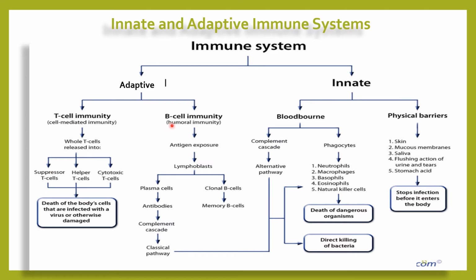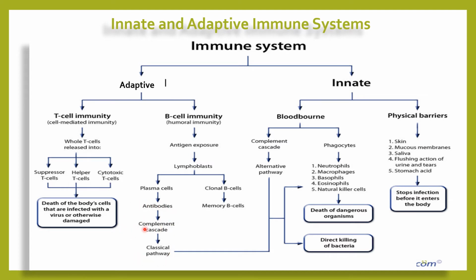On the other side will be your B cell immunity, your humoral immunity. With the antigen exposure, it will stimulate your lymphoblast. Then your lymphoblast will divide, differentiate into your plasma cells and your clonal B cells. Your clonal B cells will later on turn into your memory B cells. Okay. All your plasma cells will produce your antibodies and still go to your complement cascade into the classical pathway.